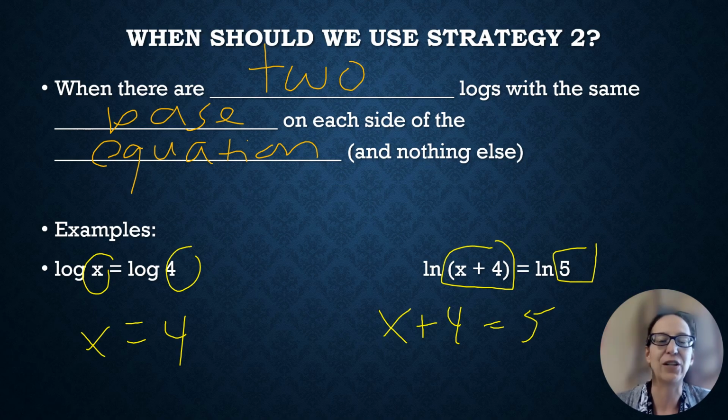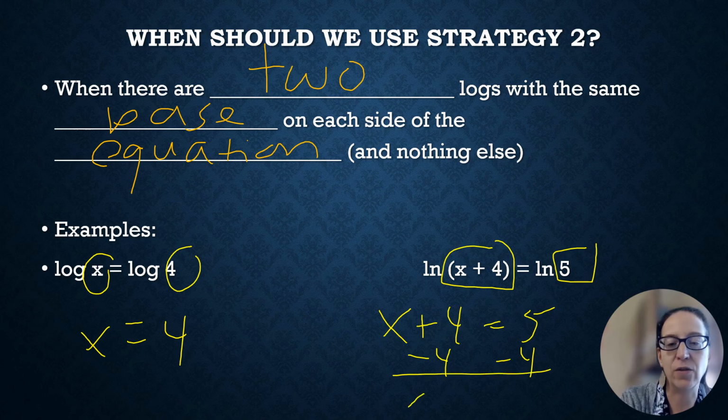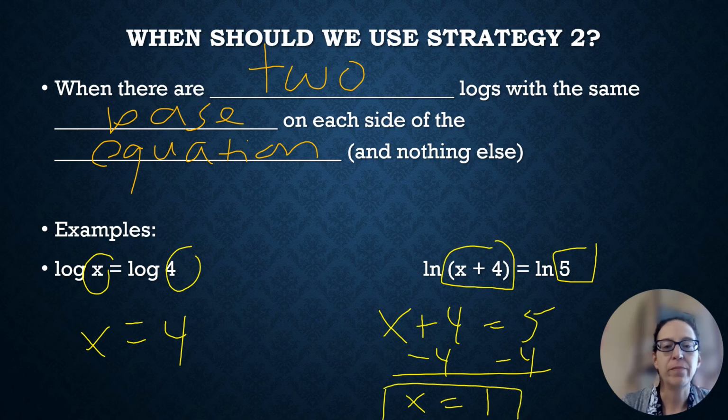That's like having a square root symbol with nothing underneath it. It doesn't make any sense. But you can set the arguments equal. And then we would solve for x by subtracting 4, and we end up with x is equal to 1. All right, so that's pretty much strategy 2.